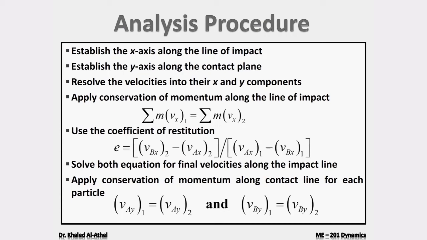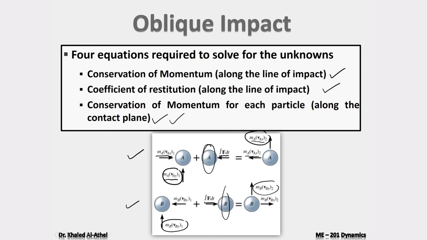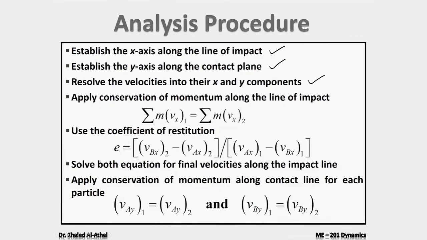Connect the centers of mass, and then call this line your x-axis, your line of impact. Then the line perpendicular to it is going to be your contact plane. After this, resolve the velocities into their x and y components, as we just did in the previous slide. So you can do these four components. The same thing for the initial velocities, by the way.